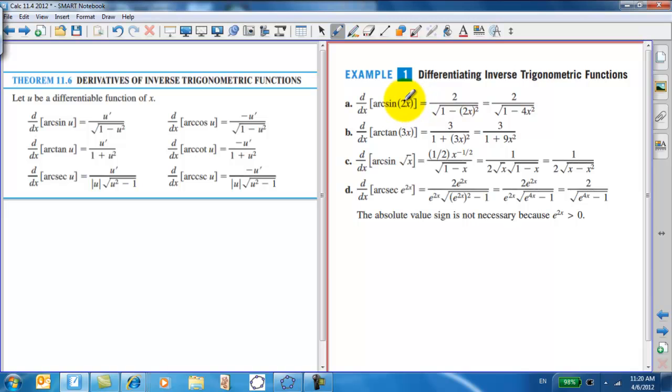So let's just apply these derivative rules. Notice in each case here, the derivative of the arc sine of 2x, arc tan 3x, inverse sine of square root of x, arc sine of e to the 2x. Notice what's on the top here. Each time, that's the derivative of the inner function, the u prime you see here in all the derivative rules. And the bottom then is the square root of 1 minus u squared, and it varies depending on which one you're looking at, arc tan or arc secant and so forth. Notice this absolute value does show up in the arc secant and the arc cosecant. It's not necessary in this one because e to the 2x is always a positive number.